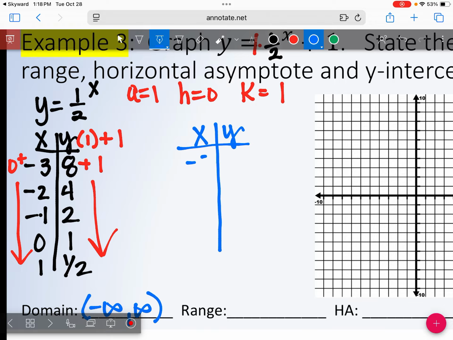My domain doesn't change. And then I'm adding 1. 8 plus 1 is 9. 4 plus 1 is 5. 2 plus 1 is 3. 1 plus 1 is 2. 1/2 plus 1 is 1.5. So let's go ahead and graph that out.